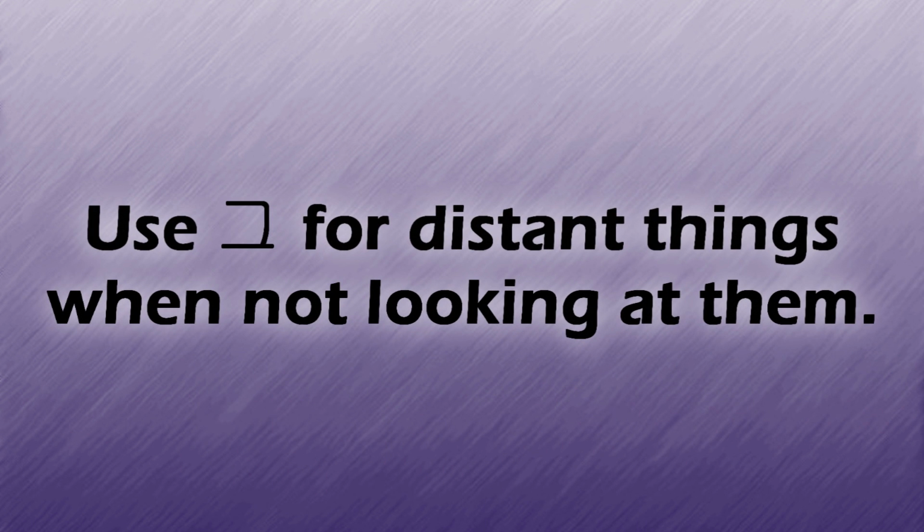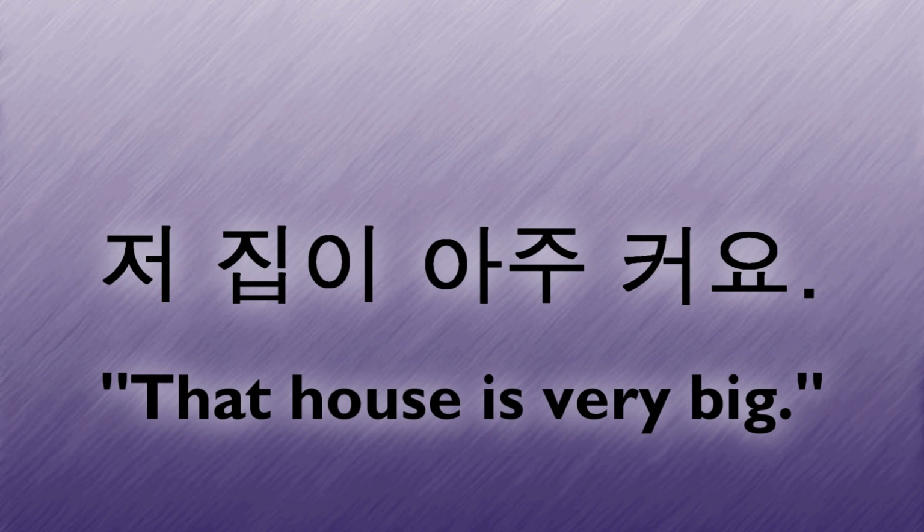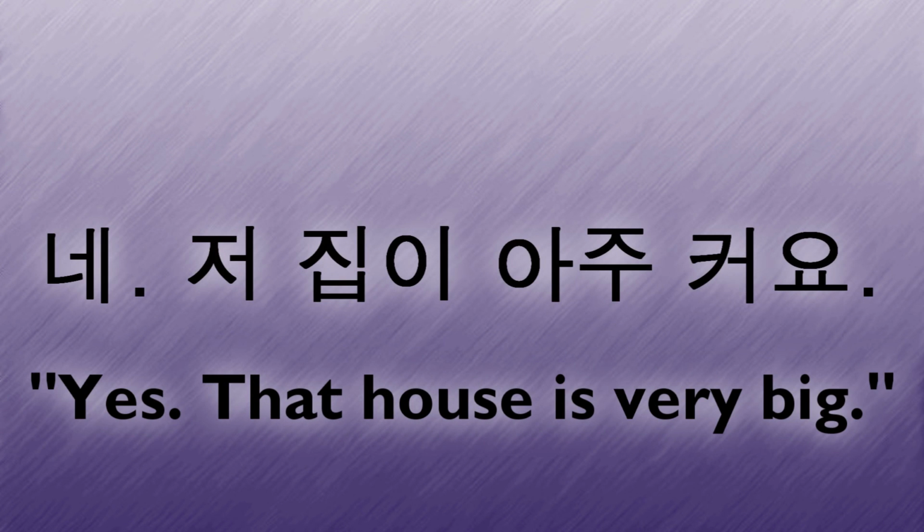By that I mean, even if it's far away, you should use 그 if the object isn't what you're looking at. Here's another example. Let's take the sentence from before. Here, 저 is used because the house the speaker is talking about is far from both the speaker and the listener. If the listener were to reply, he or she might say this. 네, 저 집이 아주 커요. Yes, that house is very big. The listener still replied with 저 because the house is still far away.